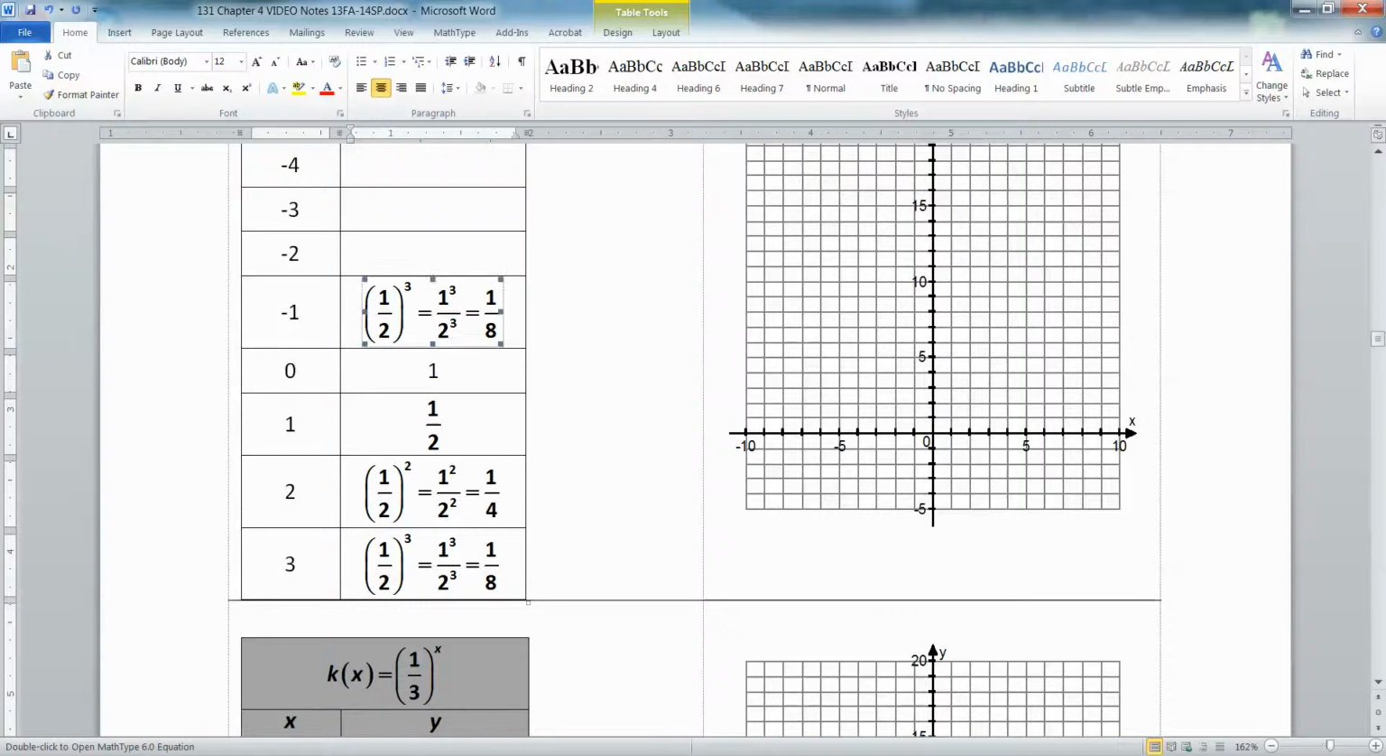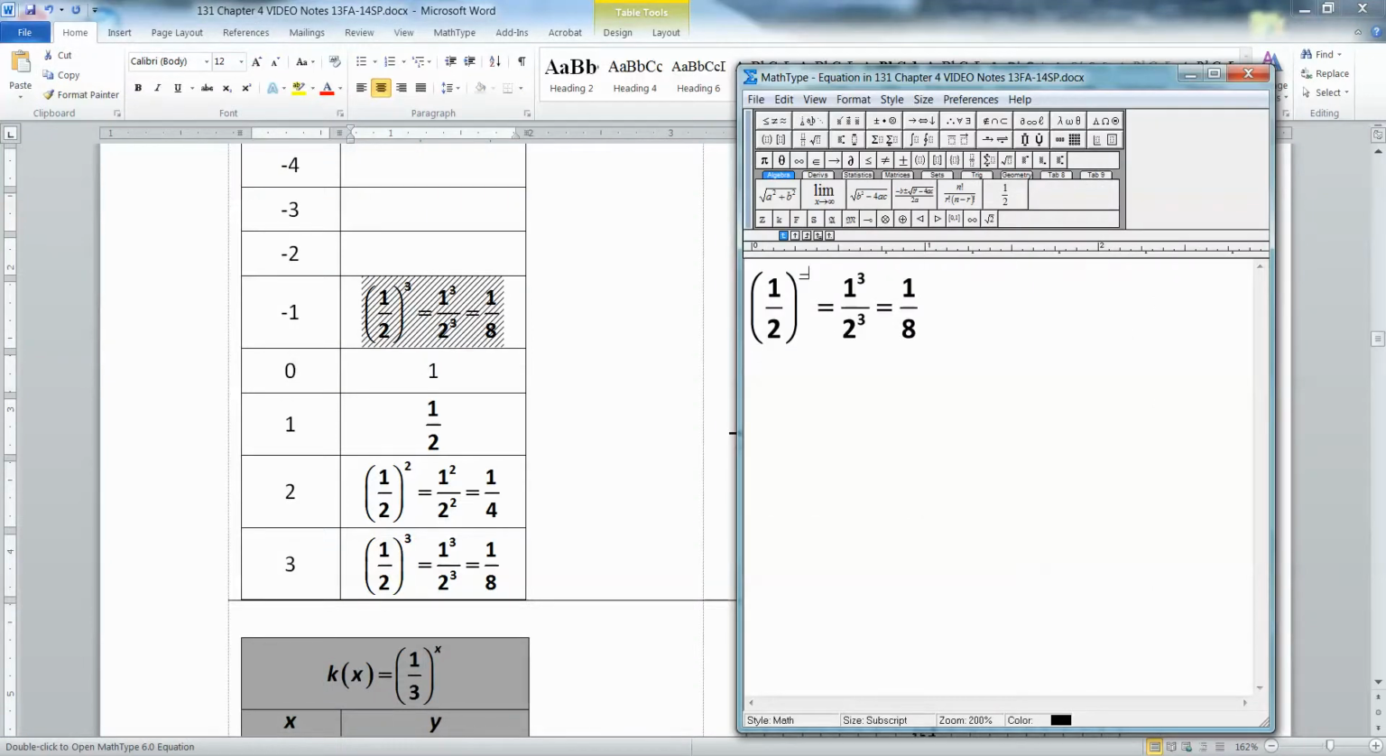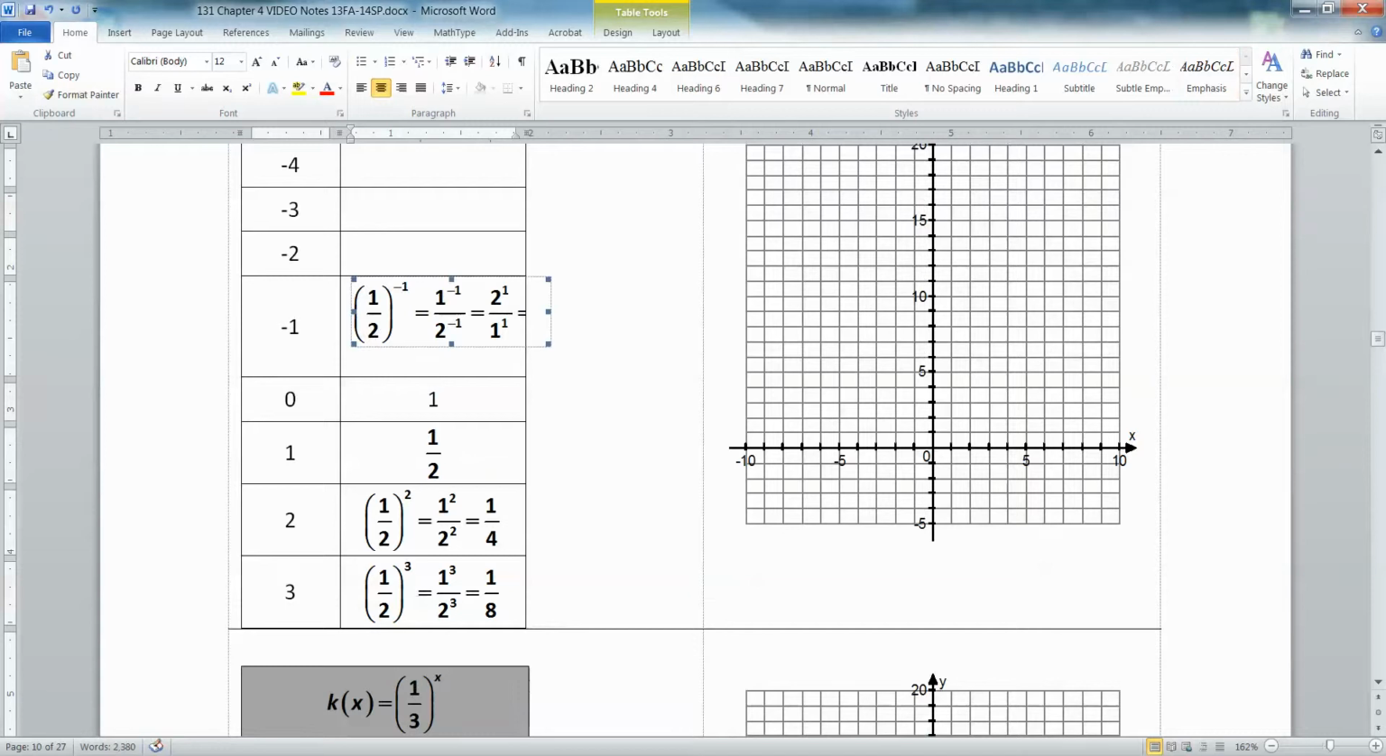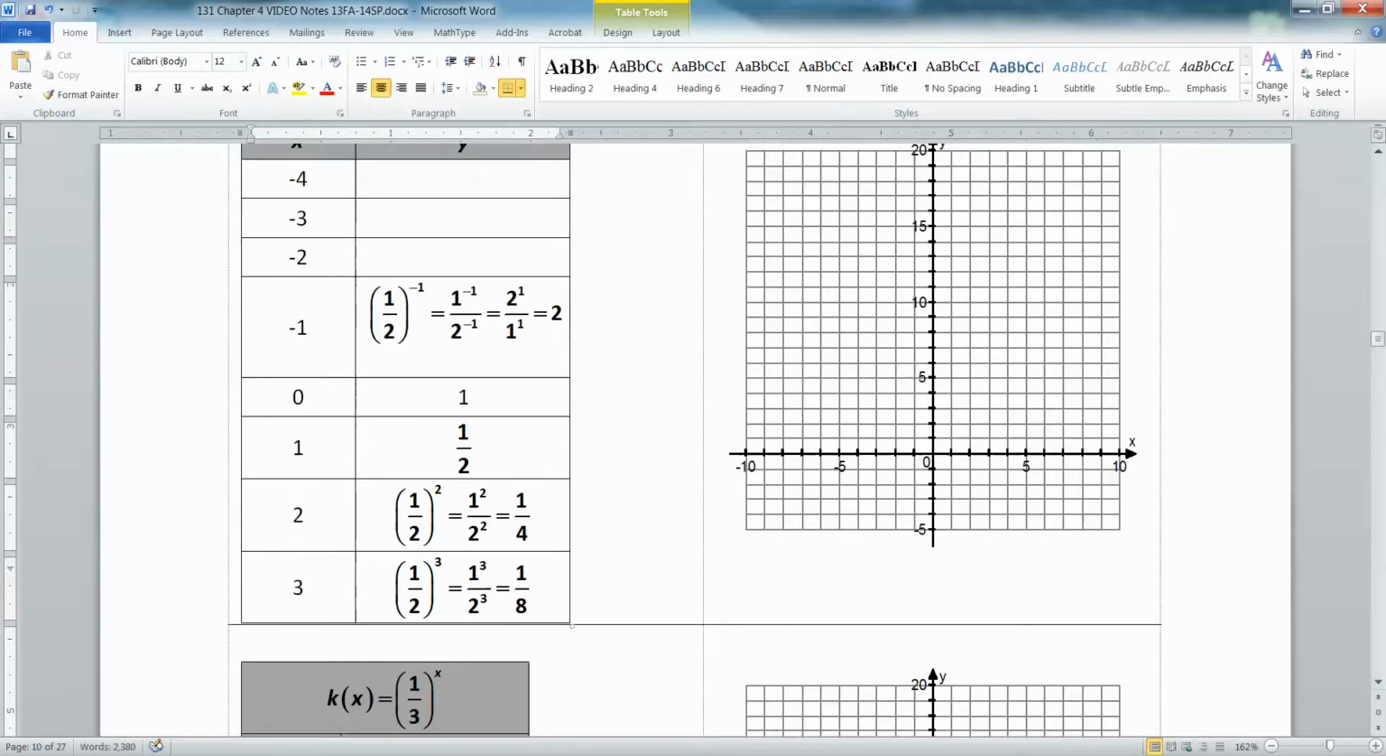All right, what about to the negative 1? What happens when you take a half to the negative 1? Well, that's 1 to the negative 1 over 2 to the negative 1, but we learned in section 4.1 that those flip. It becomes 2 to the positive 1 up here and 1 to the positive 1 down here, which we all know is 2. All right, then I can do that same process again.